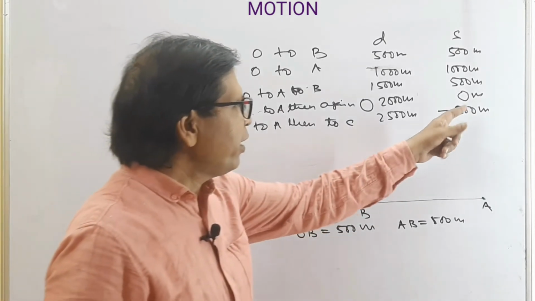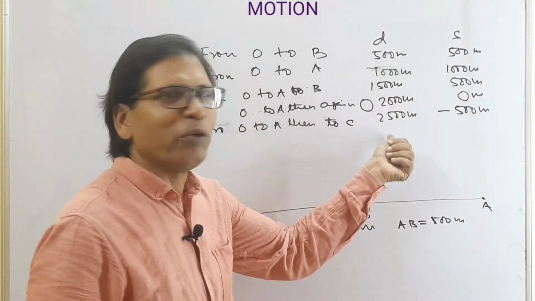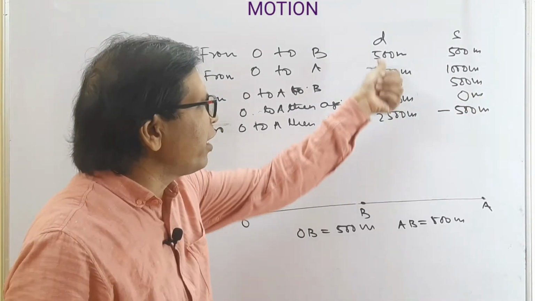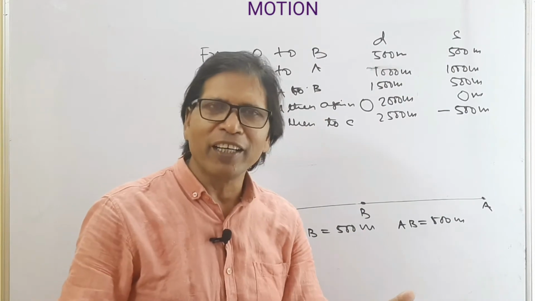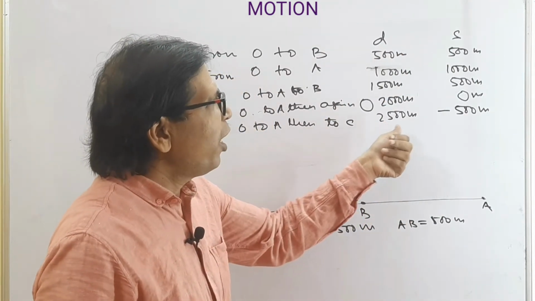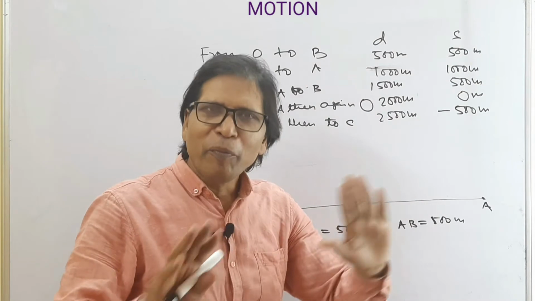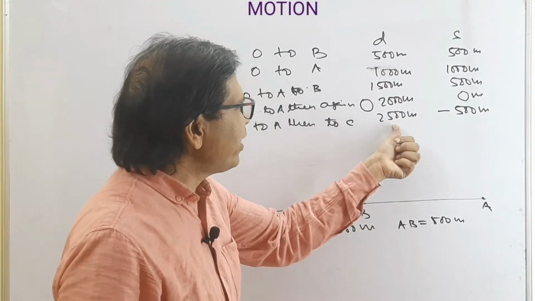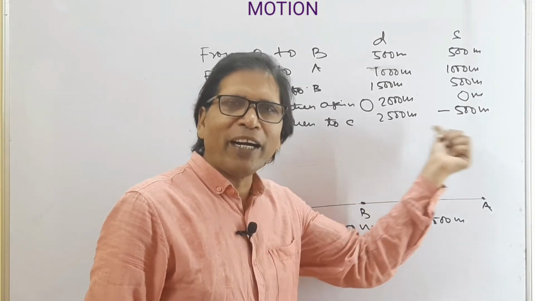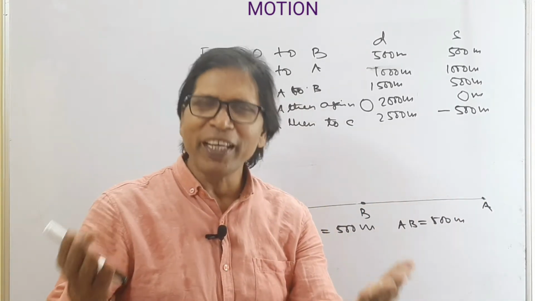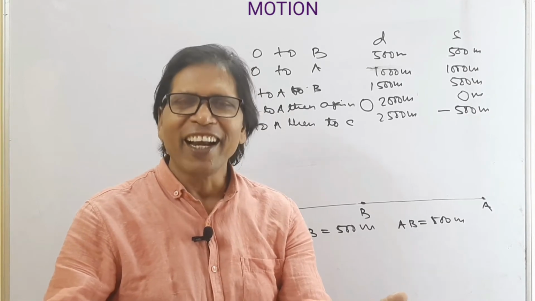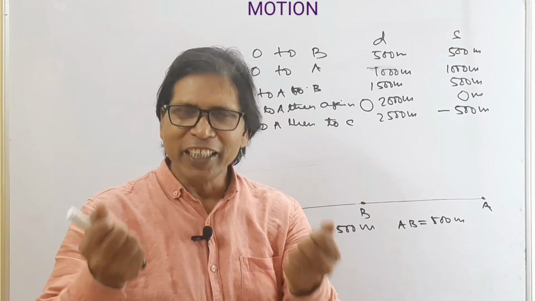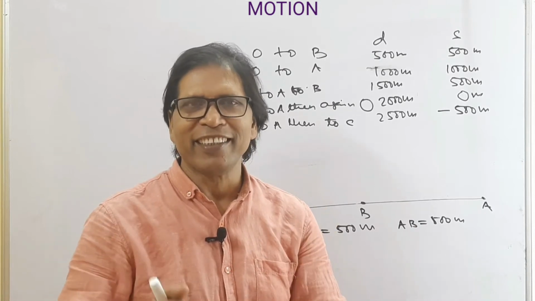Next, look at this: distance can never be 0, but displacement may be 0. The distance covered by a moving body always increases, but displacement may or may not increase. Distance is never negative, but displacement may be negative. Understood? Now we discuss some common questions relating to displacement and distance.